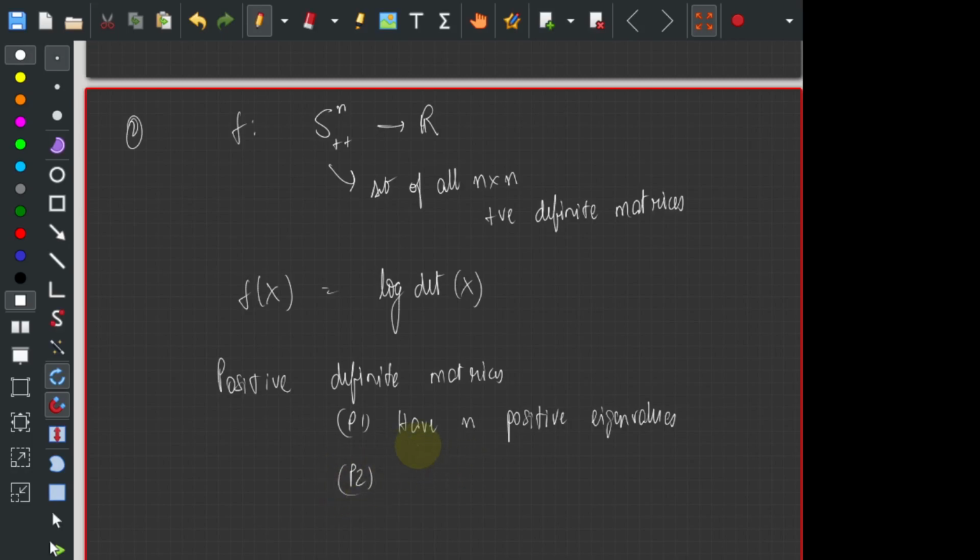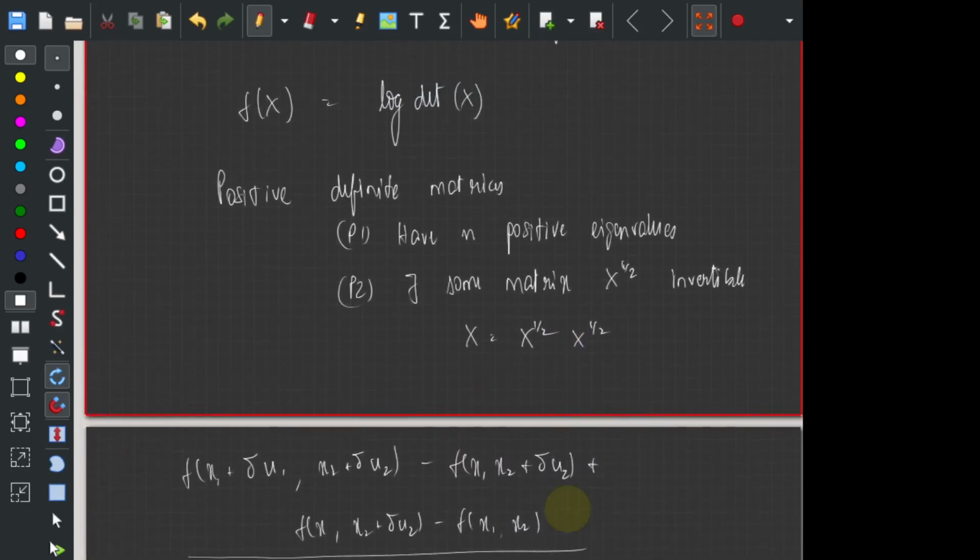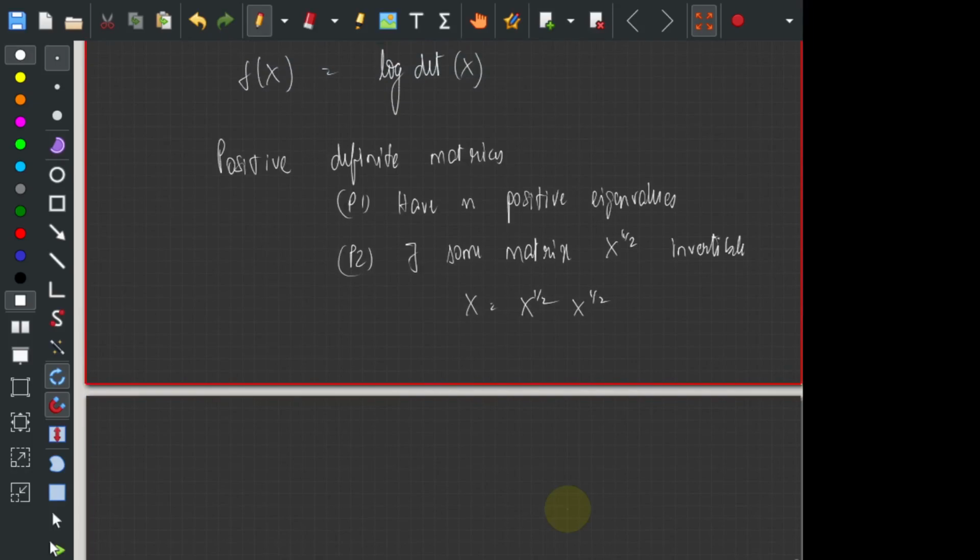Secondly, there's a notion of a square root of a matrix. So there exists some matrix, I'll call it x to the half, which is invertible, and you can write x as x half times x half. We'll take this as a given for now.